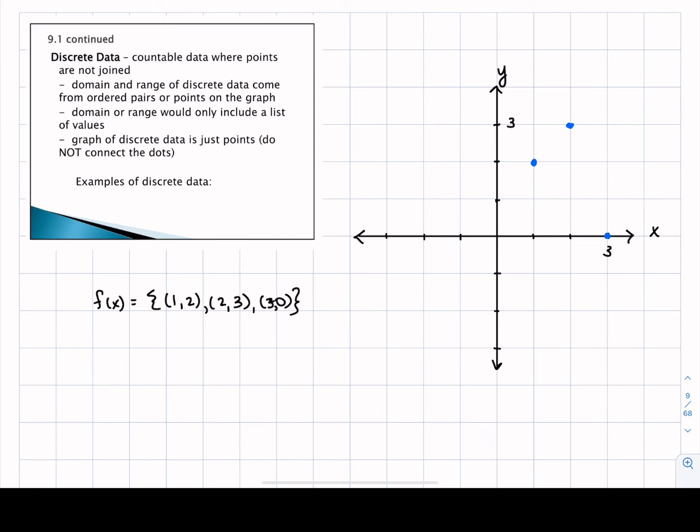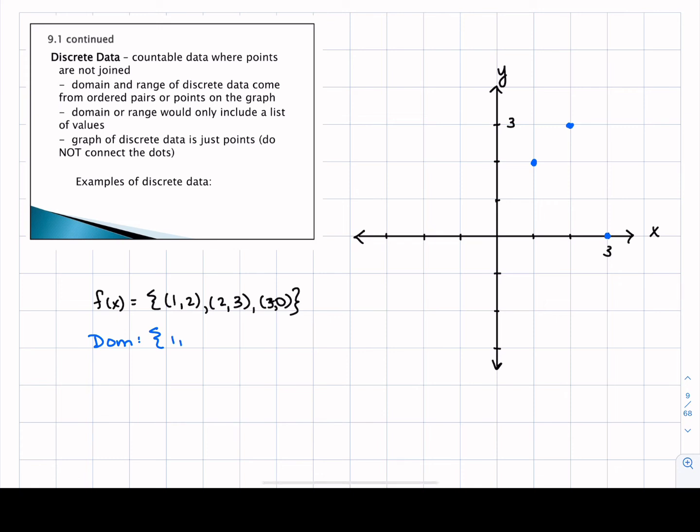Because this is considered discrete data, I'm not connecting the dots. I don't want to make a triangle or some strange sort of function out of this. What I need to do is just consider that these 3 input and output pairs are separate. So if we wanted to ask you to determine the domain of this function, again, it would be just a list of all the x values.